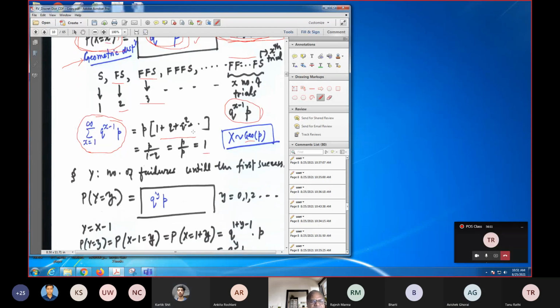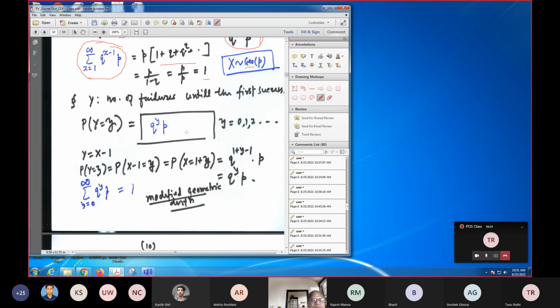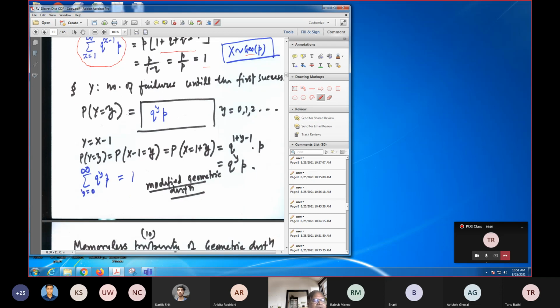Now I will change the definition of the random variable. I am changing the definition to Y. I am defining a new random variable with the same experiment: the number of failures until the first success. You have to count the number of failures instead of the number of trials. I may be interested in knowing the distribution of the number of failures until the first success, that is, how many times one failed to get a success.